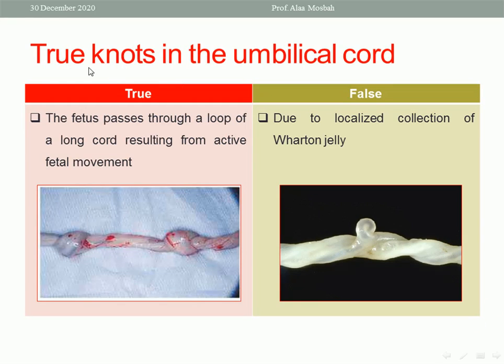Another abnormality of the umbilical cord is the true knot of the umbilical cord. If we say there is a true knot, we should know that there is a false knot. So what is the difference between a true knot and a false knot? As you see in the picture, this is the true knot with complete or partial obstruction of the blood flow through the umbilical vessels, and it can cause intrauterine fetal death. Why does it happen? Because the fetus passed through a loop of long cord resulting from active fetal movement. And this is also one of the complications of abnormally long cord.